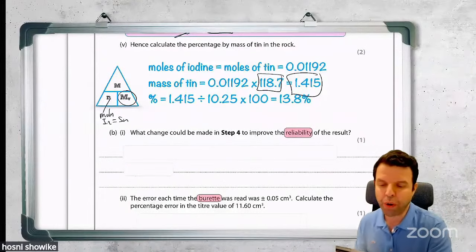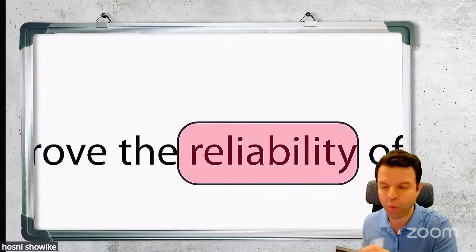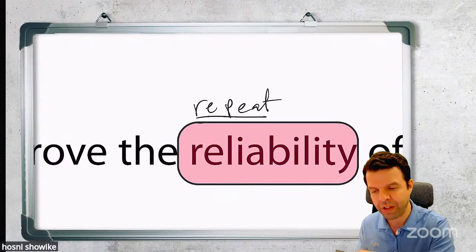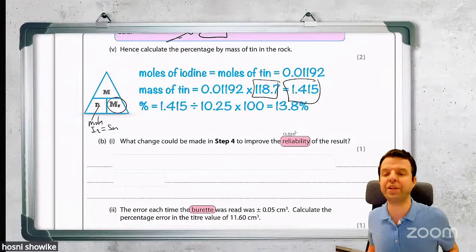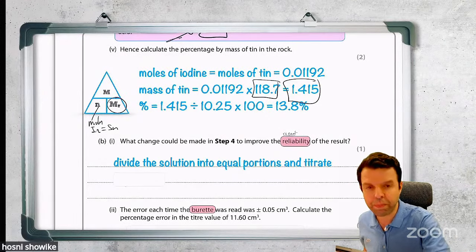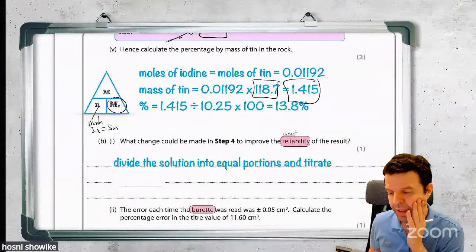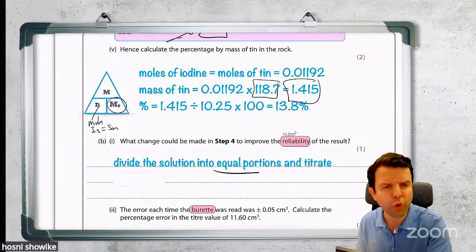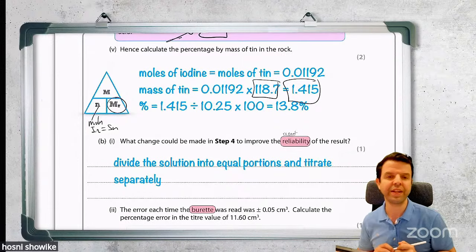If somebody asked you about reliability, reliability always has to do with what? Always has to do with repeats. You repeat to make it more reliable. So if I want to improve the reliability of step 4, what am I supposed to do? I tell them you must have repeated it. But how am I supposed to repeat? Because if I just repeat as it is, it's not going to be helpful. I divide my solution into 4 portions or so, just multiples, and I do separate titrations.